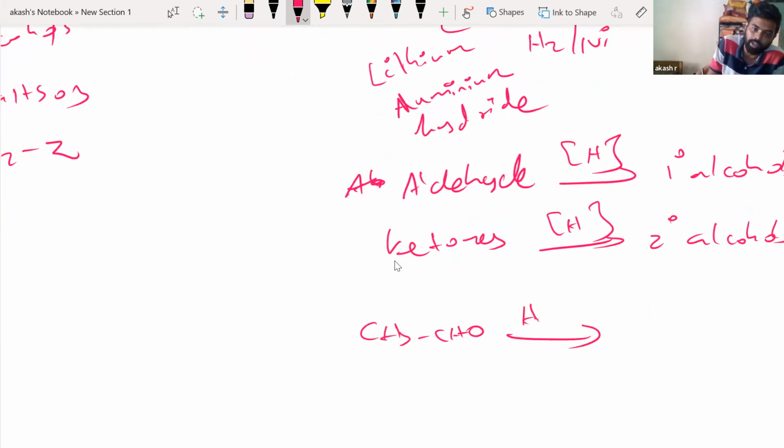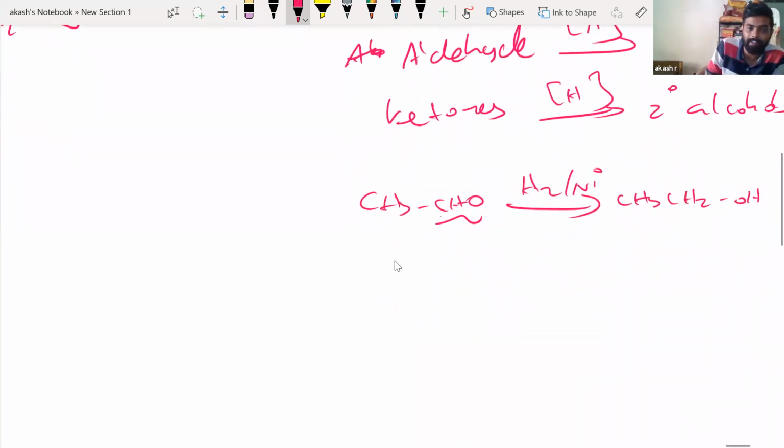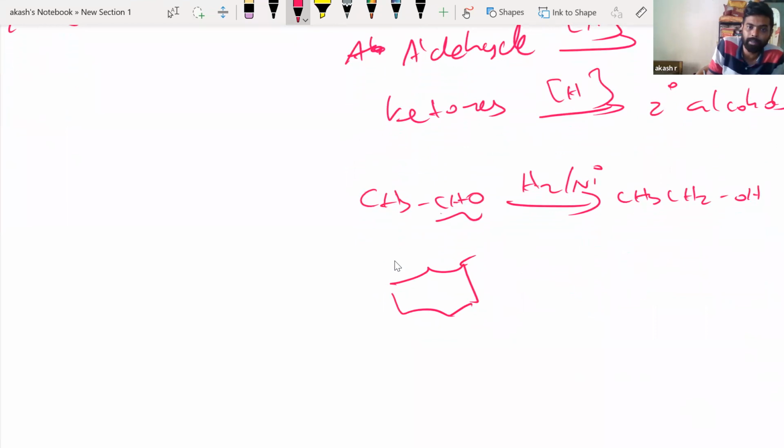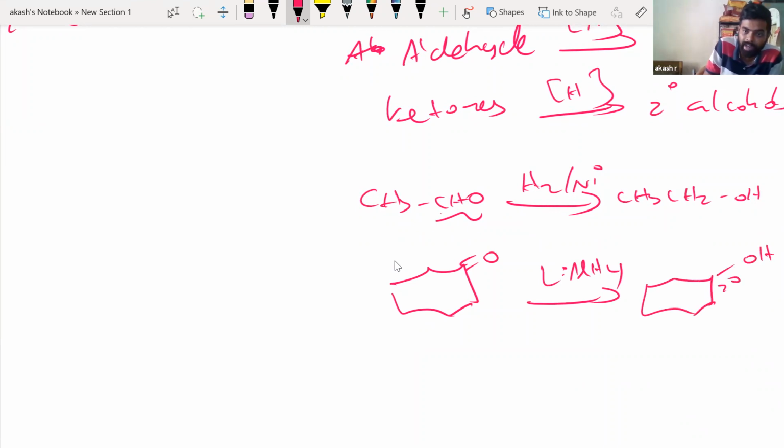Now say I go for H2 in the presence of nickel. What is going to happen? This entire CHO is now getting converted into alcohol, CH3CH2OH. Now say I have a ketone like this, and I go for LiAlH4. What is going to happen? That ketone is now getting converted into alcohol. This is a secondary alcohol, and the earlier one is a primary alcohol, you can see.